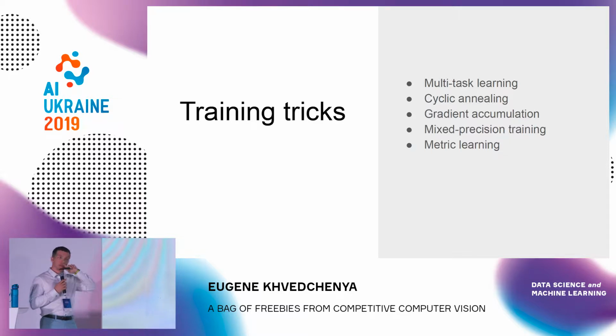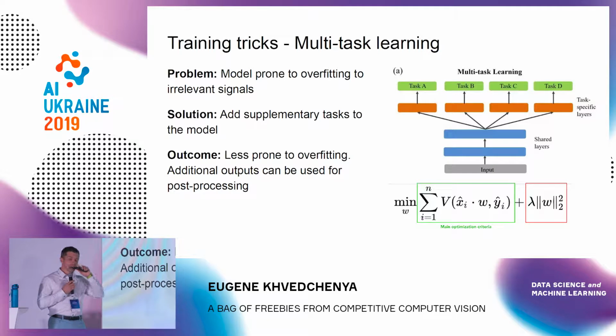So last but not least are the training tricks. Suppose we know what to do with our data, we end up with our model architecture, and what can we do with the training to squeeze every single percent out of the model? So the first thing that comes up is so-called multitask learning.